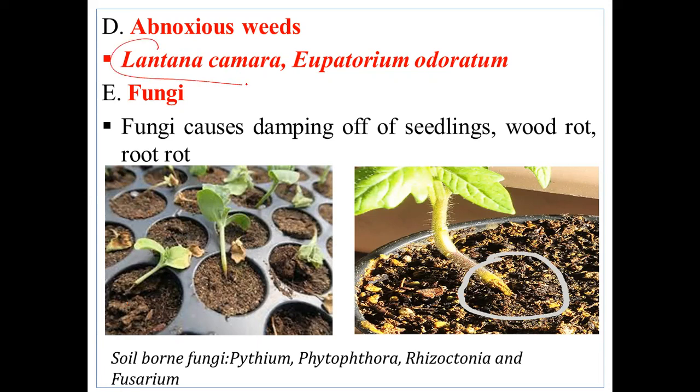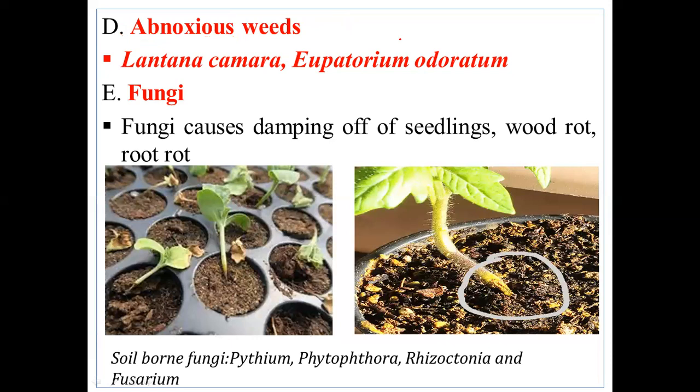That is actually the Lantana camara and another is the Eupatorium, Chromolaena odorata. So these are the two obnoxious weeds. So what are obnoxious weeds? These are the weeds which are highly injurious to the health of the plant ecosystem. That's why they are listed as obnoxious. That's the one thing you need to remember.